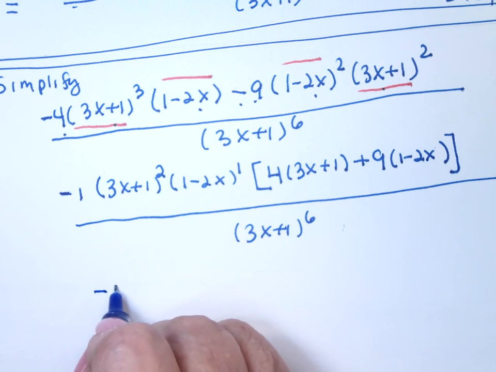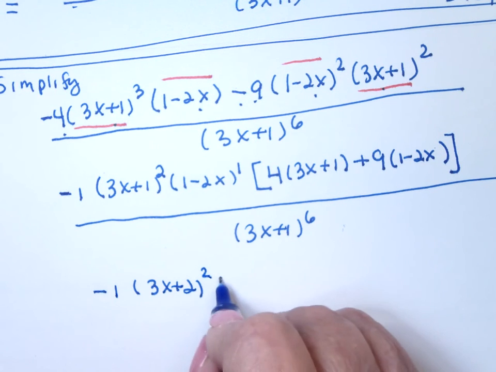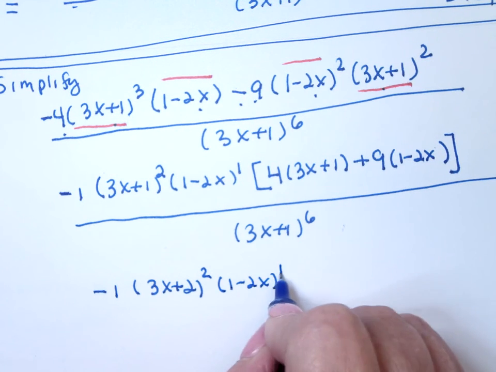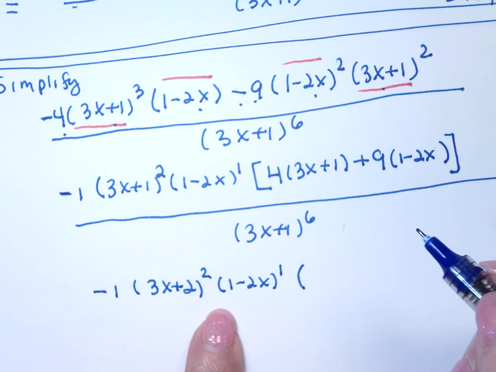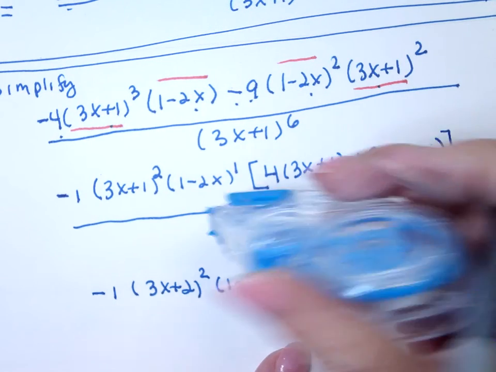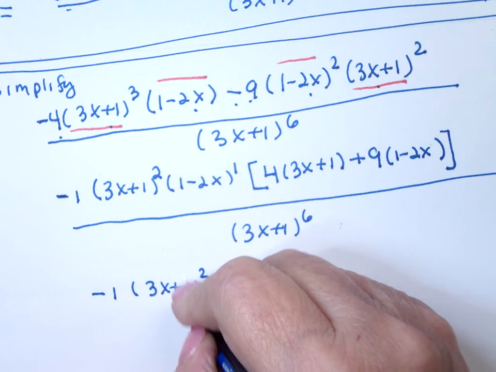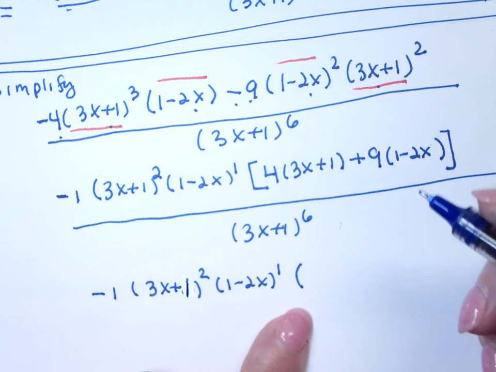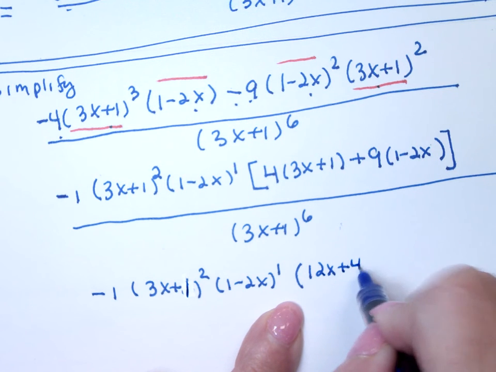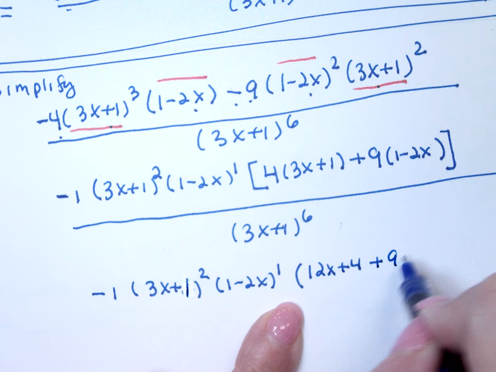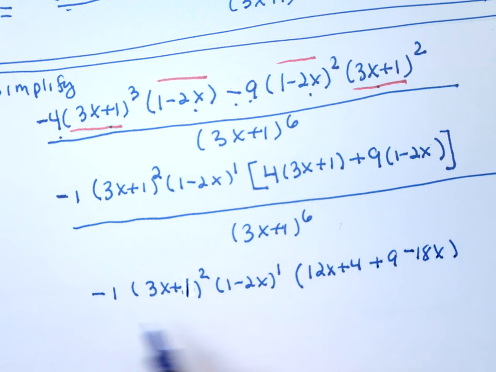So I have minus 1 times 3x plus 2 squared, 1 minus 2x to the 1. Wait, how did it become 3x plus 2? Oh, 3x plus 1. Because there's a 2 lurking around the corner, that's why. See, the hardest thing is, even when you're careful, is what? 4 times 3x plus 1 would be 12x plus 4 plus 9 minus 18x. By the way, that's why I pulled out that negative 1.